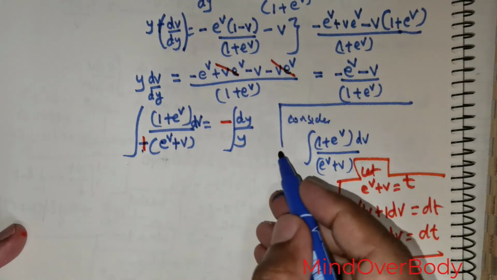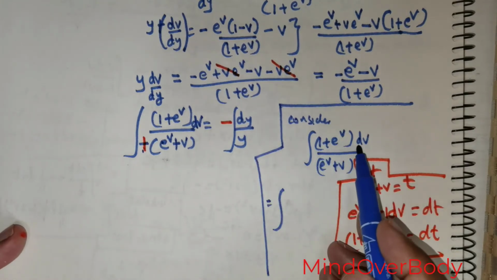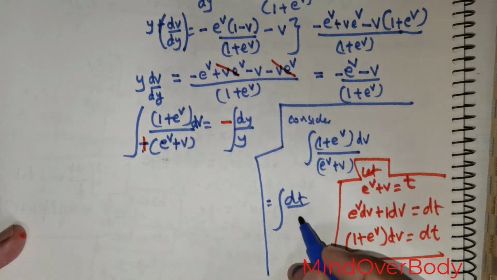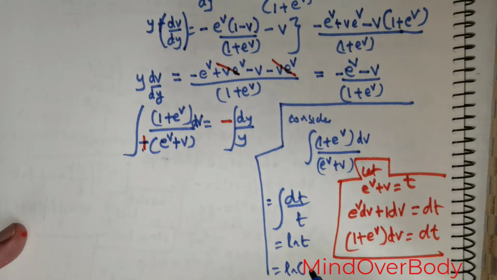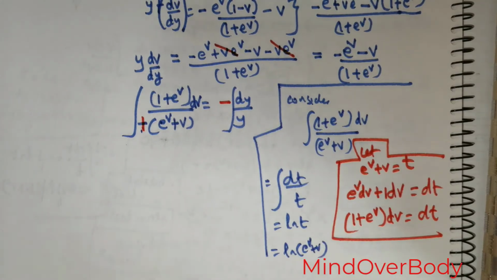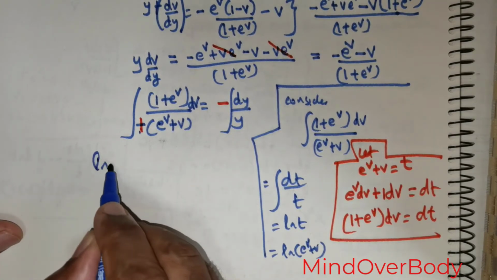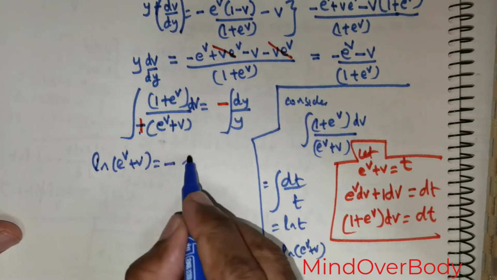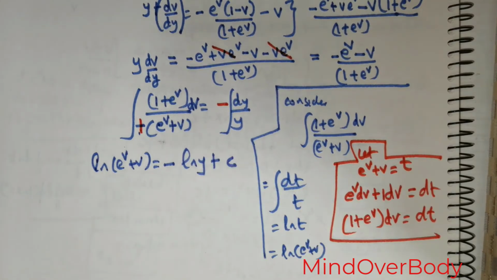So this can be rewritten as the integral of (1 plus e raised to the power of v) times dv, which is dt, over e raised to the power of v plus v, which is t, and this is going to give me ln t, but my t is e raised to the power of v plus v, right? Of course we have an arbitrary constant c, but we will include it there. So this is going to give me ln of (e raised to the power of v plus v) is equal to negative ln of y plus arbitrary constant c. You can always place it there.